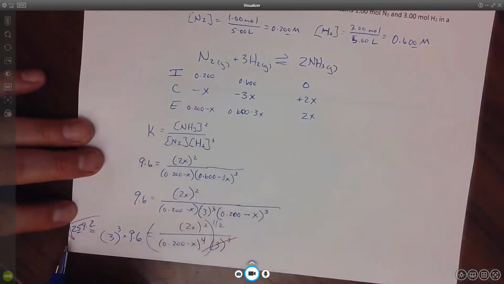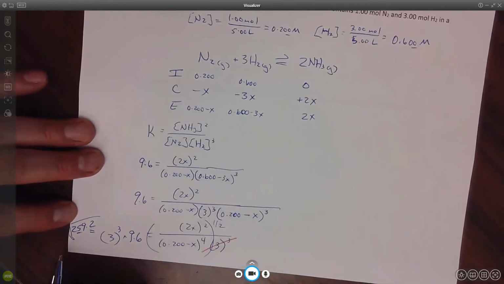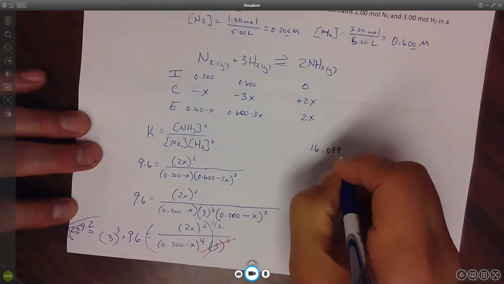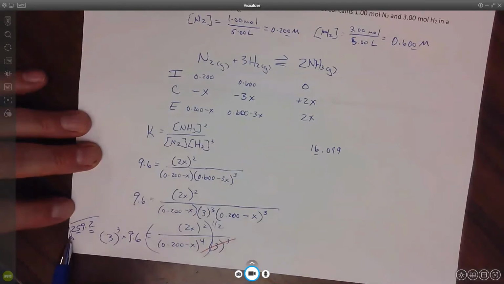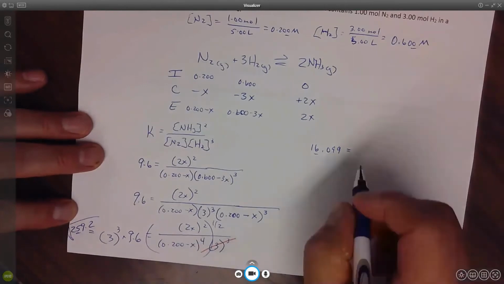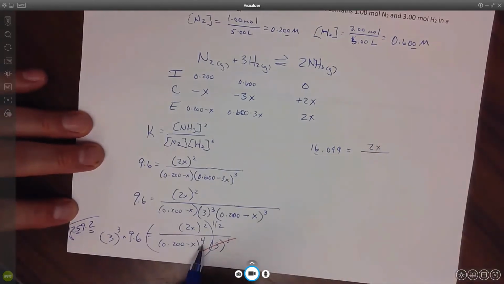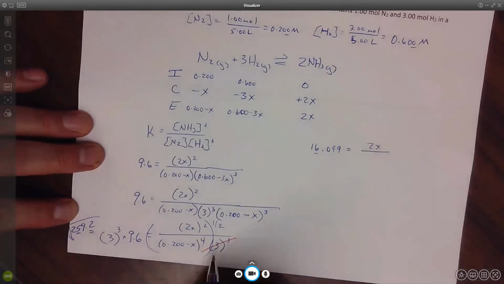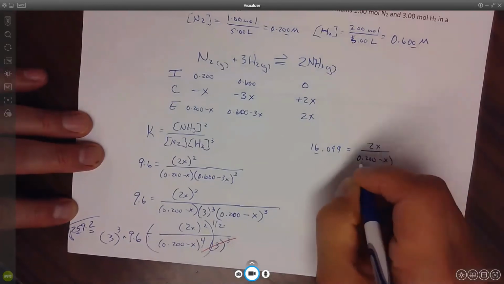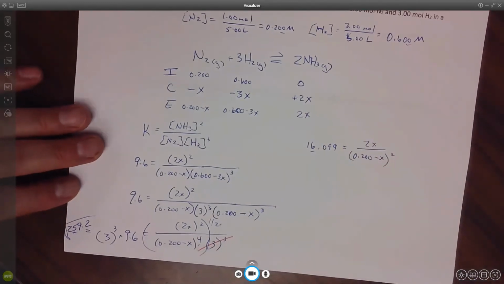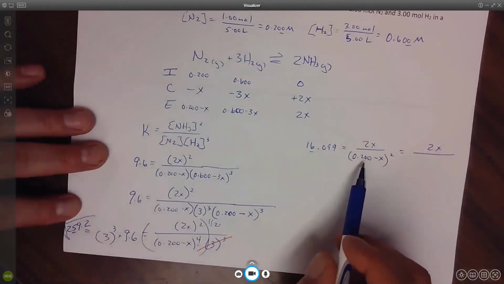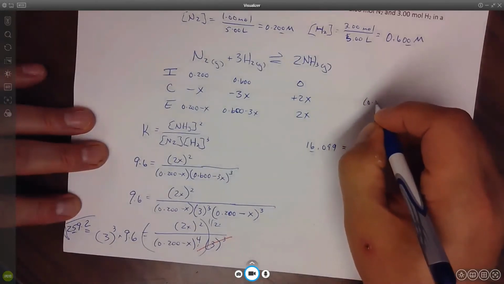Okay, so the square root of 259 is 16.099. So that's just this part of it here. That then is going to be equal to 2x, and then 1/2 times 4 is 2, so that's going to be 0.2 minus x squared. So that's going to be 2x over this portion, which really means this.